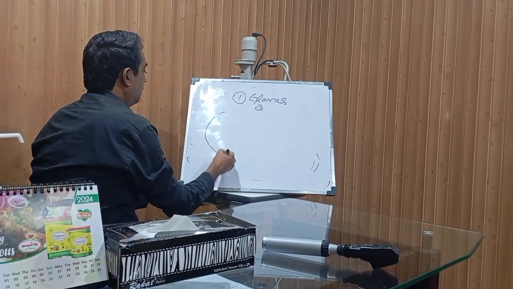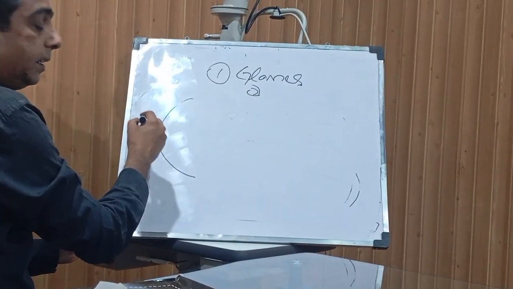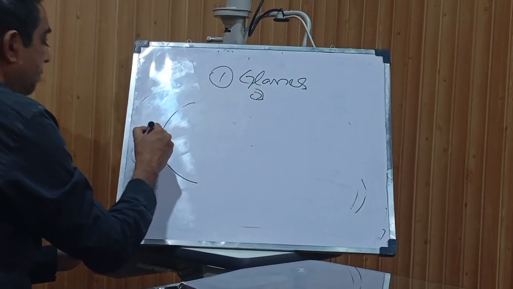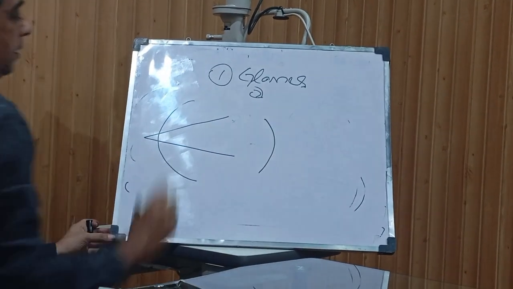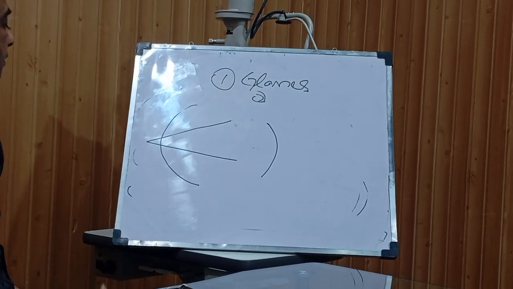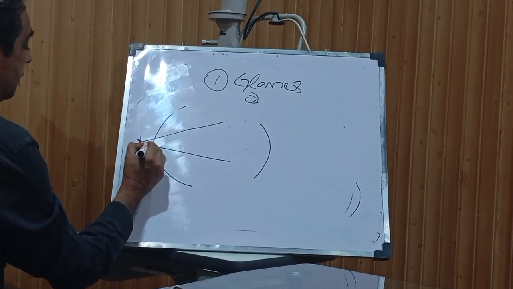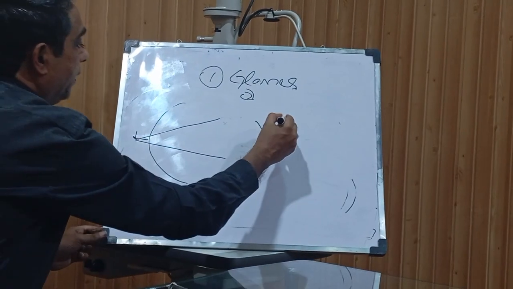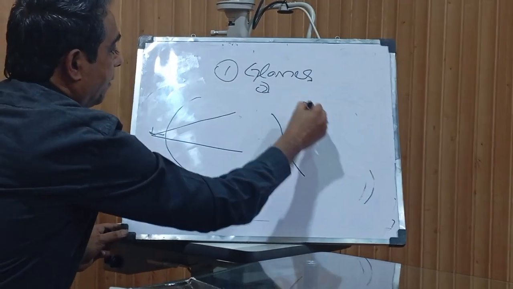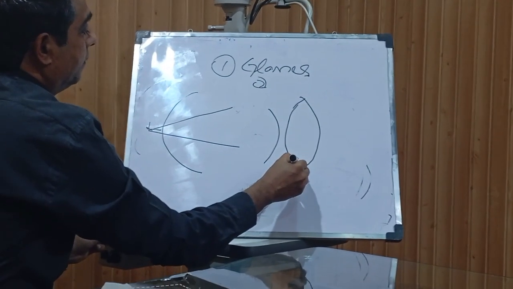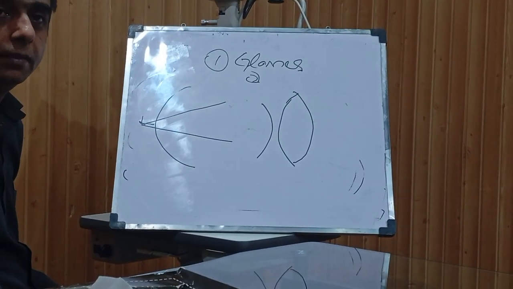Now we move to the second refractive error, which is hypermetropia. In hypermetropia, the rays of light are formed where? Behind the retina. So what are the options of correction? We have to bring this image over here. So we will place a convex lens in front of the cornea to increase its power.